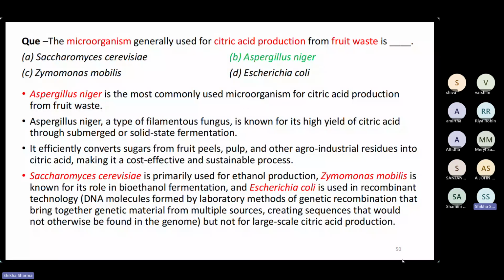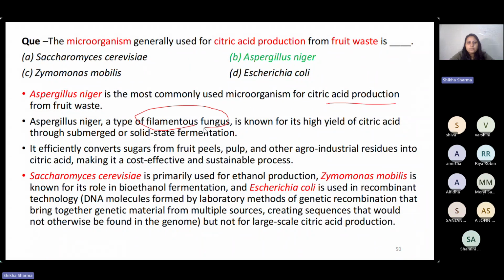So basically, Aspergillus niger is the most commonly used microorganism for citric acid production from fruit waste. It is a filamentous fungus, known for its high yield of citric acid through submerged or solid state fermentation. It converts the sugar from fruit peels, pulp, and other agro-industrial residues to citric acid, making it a very effective and sustainable process.